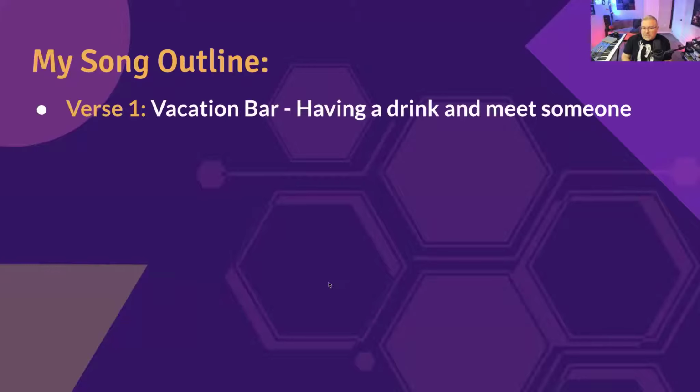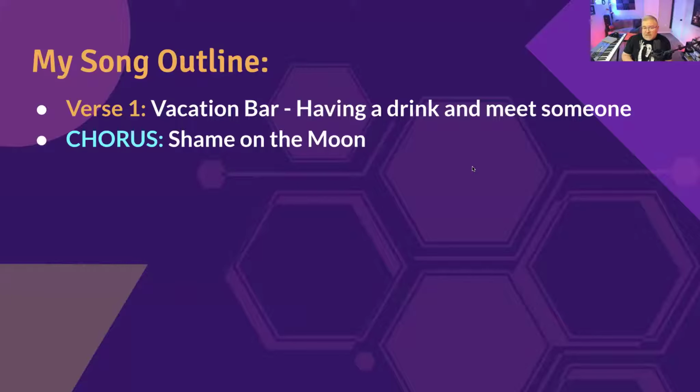Here is the song outline that I came up with, starting with "Shame on the Moon," and thinking about what the moon is doing. For my verse one, I thought, I'm going to be at a vacation bar having a drink and I meet someone. That's where things are starting. The chorus then comes to the hook, right? I'm having a drink and I meet someone, shame on the moon.